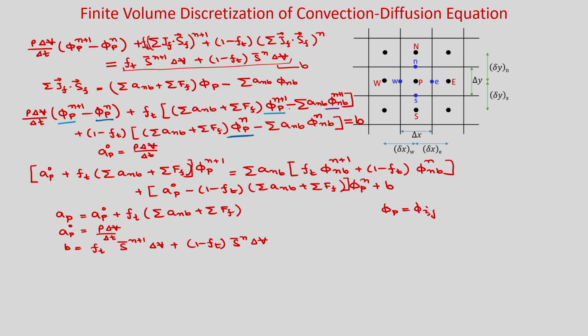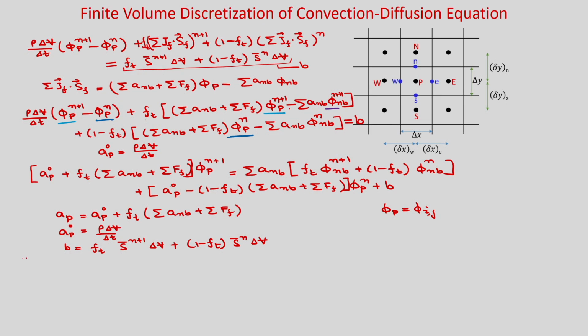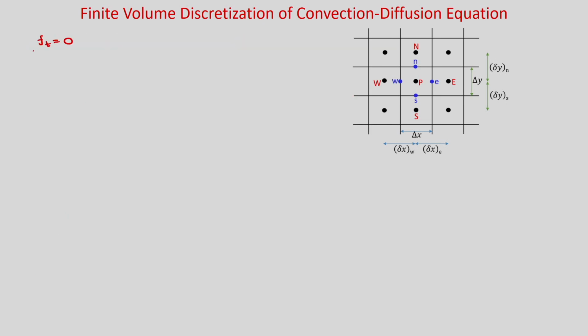So, if f t is 0, then it will become an explicit scheme. You can see, in this special case if you consider f t is 0, it becomes an explicit scheme. Then you will get a p naught phi p n plus 1, and on the right hand side you will get the summation of a n b phi n b at n, over all the faces. f t is 0.